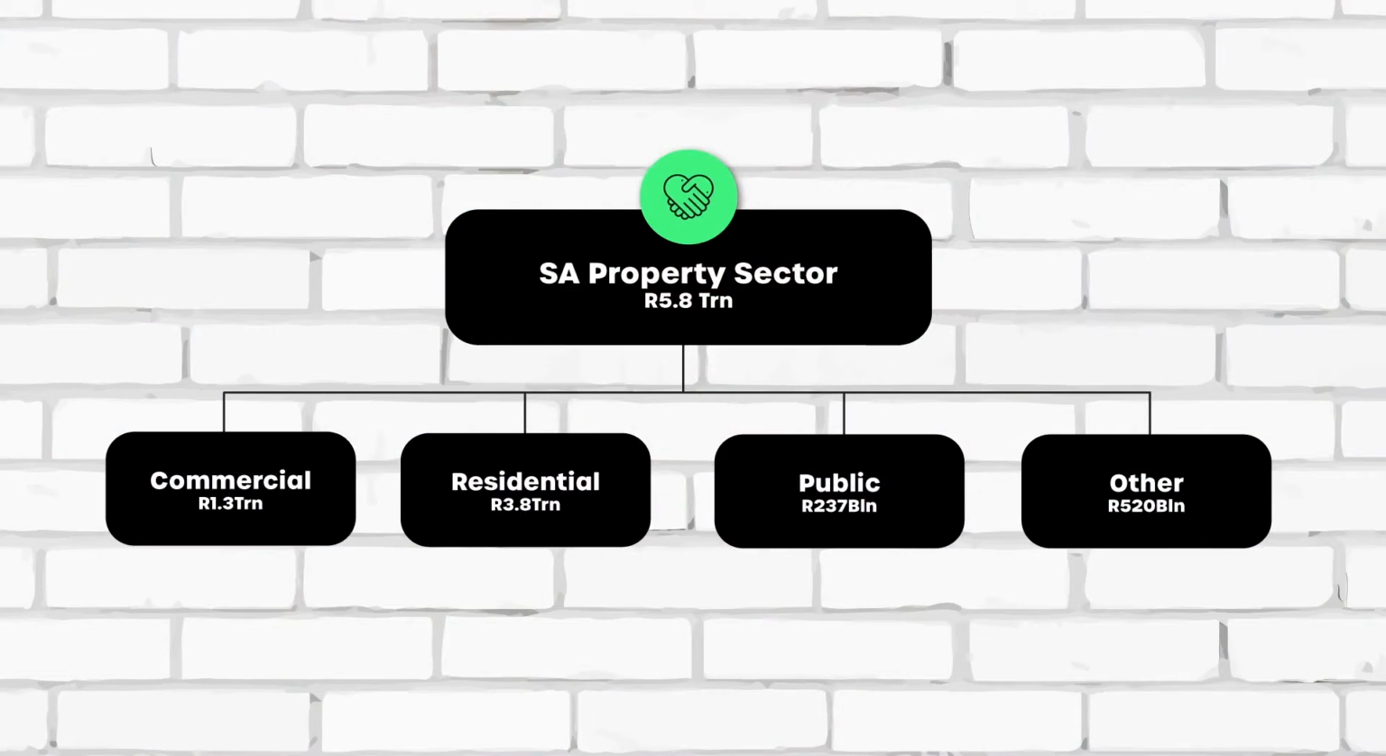So the first thing that I would like to talk about is the size of the property sector. There was a report 3 years ago that was put out by the Property Sector Charter Council that said that 5.8 trillion rand is the size of the property market. Now, just think about that for a second. A trillion is 12 zeros. And if we have a market of 5.8 trillion rand, clearly there's a space for everyone.